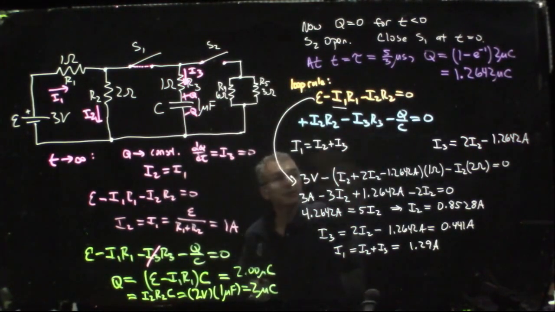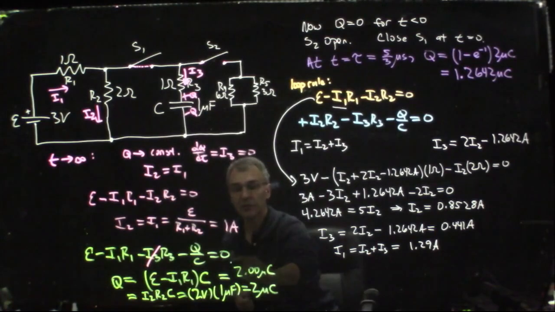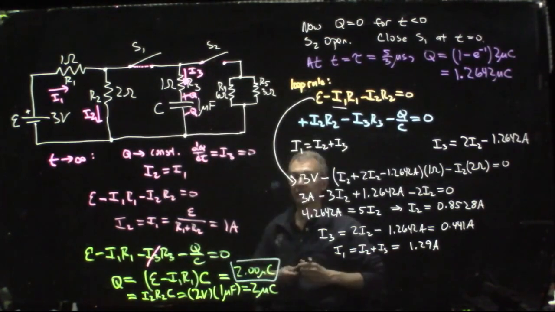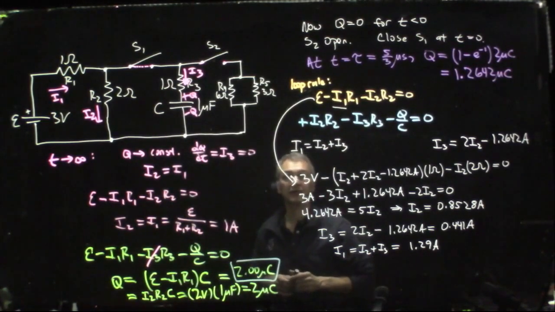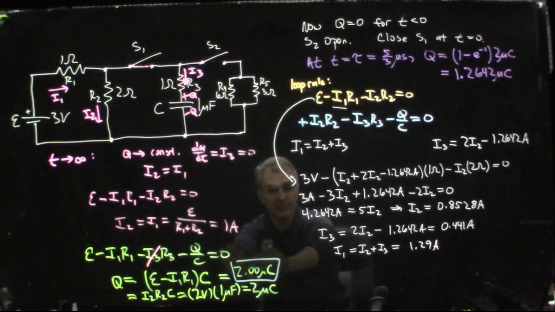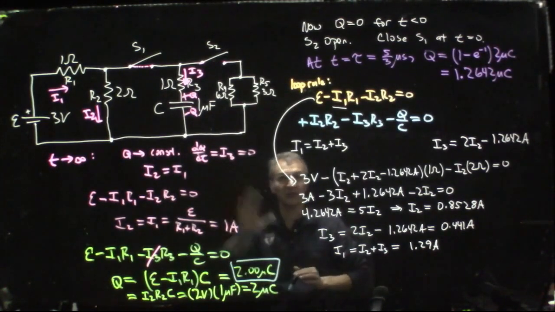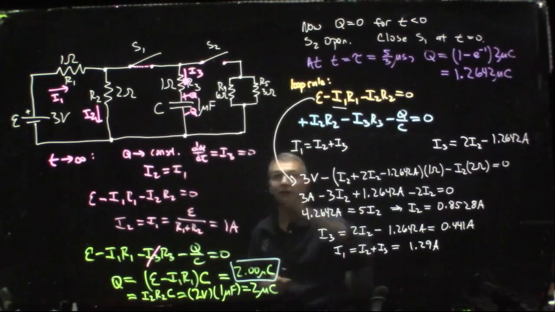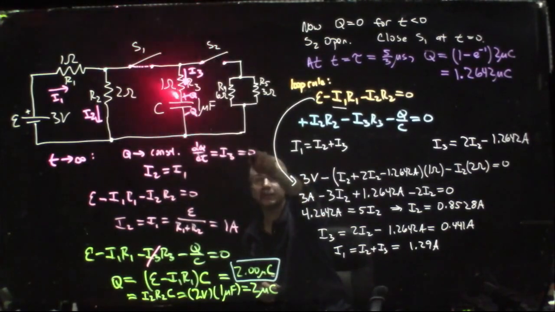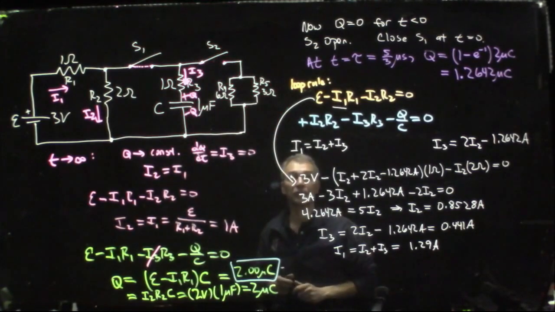Okay, now we're basically going to forget this part and go back to this state where we had 2 microcoulombs on the capacitor after a very long time. And it's after this point where we have 2 microcoulombs on the capacitor, we're going to reset the clock again. And now we're going to open this switch, close this switch, we're going to let the capacitor drain up through R3 and down through the parallel combination of R4 and R5.